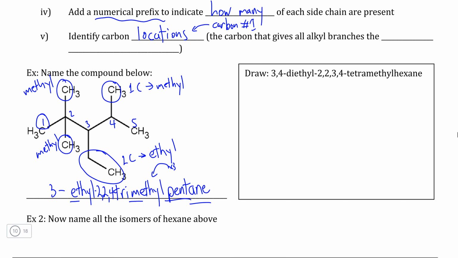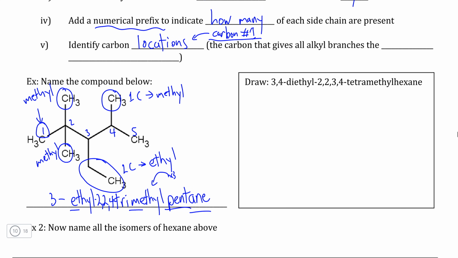Rather cumbersome name, but remember that every component of this indicates some aspect of the structure that is important in determining what this molecule looks like. So, on to the question, why did we choose for carbon number 1 to be here? Well, carbon number 1 is always the carbon that gives all alkyl branches the lowest possible number when all of the numbers of locations are added up together.